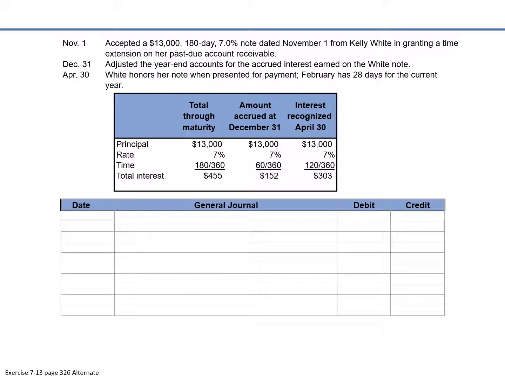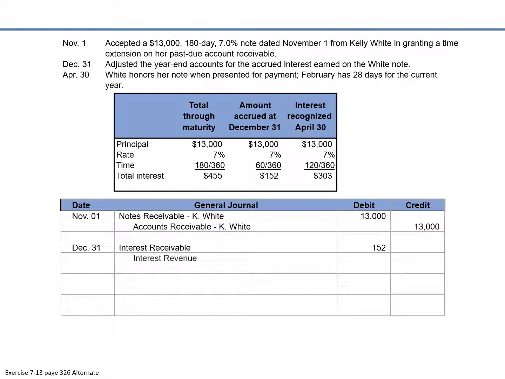So then our journal entries, when we first give Kelly White the note, we're going to debit our notes receivable to increase it, and we're going to credit our accounts receivable to decrease it. Then to record our accrued interest at December 31st, we're going to debit interest receivable for that $152 related to 60 days worth of interest. Record our interest revenue of $152.